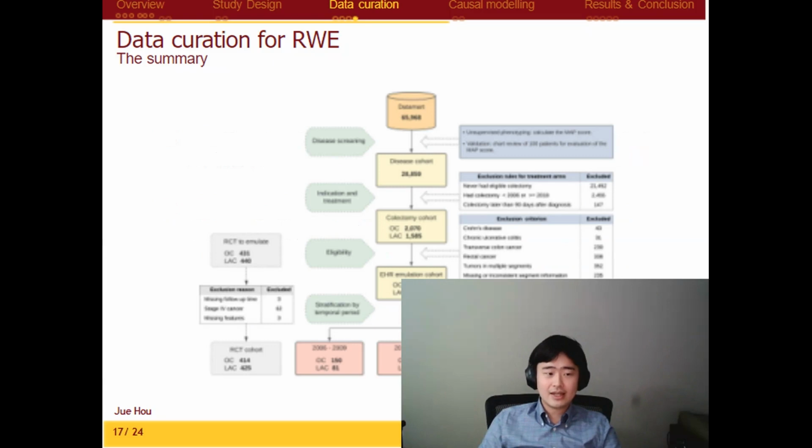And here is the data curation flowchart. So starting with, like I said, 66,000 patients, we go down layer by layer. So we end up with around 1,000 patients that are eligible for the study. So it shows another piece of evidence that randomized clinical trials are really not generalizable, in the way that in the broad population only a very small fraction of the patients will qualify for a trial.